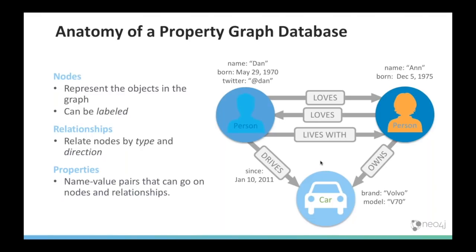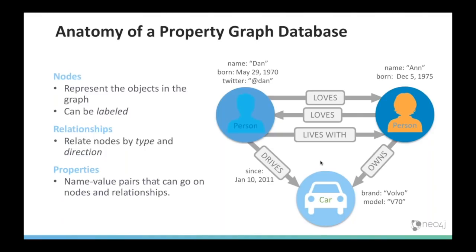Now, when Neo4j persists a relationship between two nodes, it always does so with a direction for that relationship. Sometimes that direction is very important and sometimes less so. For example, Dan lives with Anne. If that's true, it would be logically impossible for Anne not to live with Dan, right? So in that case, the direction is a little less important.